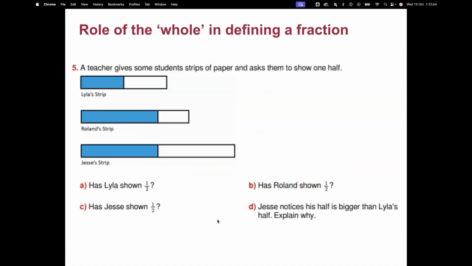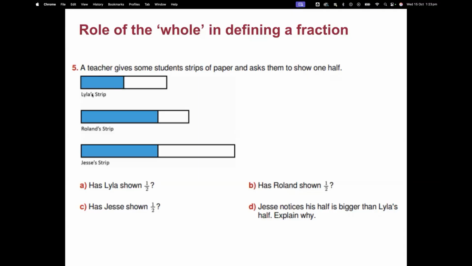Oh, this one's a great question that we got out of the literature, and it kind of shows how easy it is to confuse some of these ideas. And so you see a number of really interesting things. So a teacher gives some students strips of paper, and they have to show 1/2. And so if you have a look at these, have any of these students shown 1/2? I would say yes, Lila.